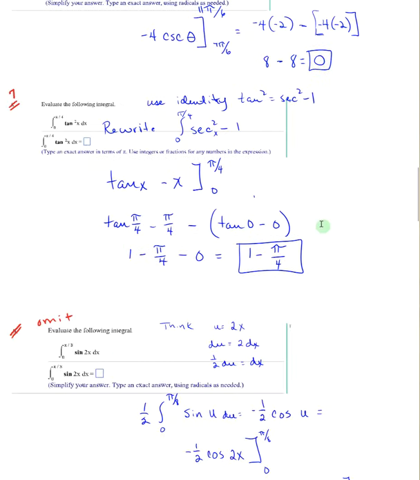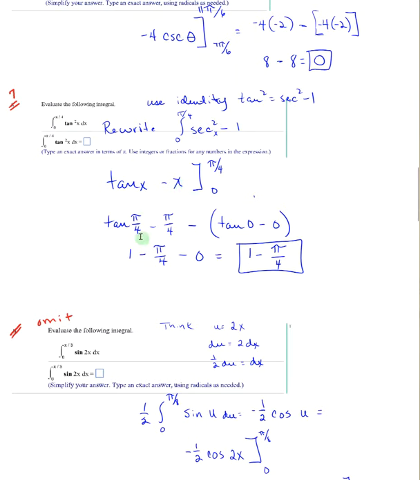All right. Number 7, another trig, and we do not have a rule for the integral of tan squared. If you look at your integral rules, you won't find that one. So we need to remember a trig identity. Tan squared is equal to secant squared minus 1. So we can rewrite the problem as the integral from 0 to pi over 4 of secant squared x minus 1. So when we integrate secant squared, that integral is tan.